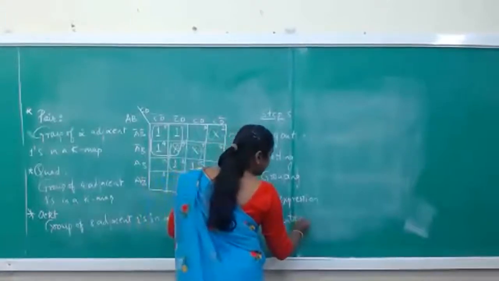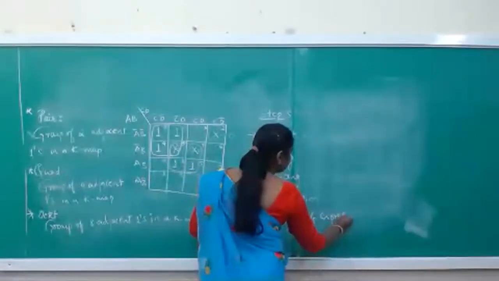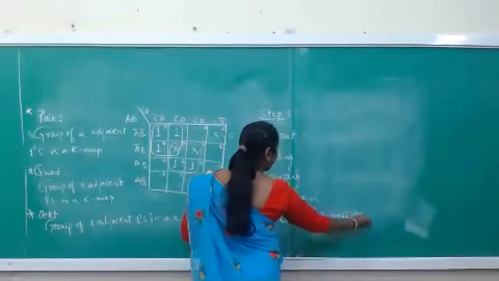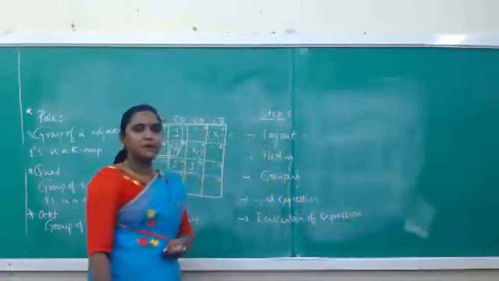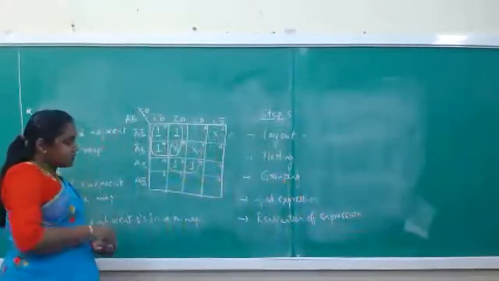Realization of what? Realization of expression. What expression? The final simplified expression, whatever you have got, you have to realize using basic gates or NAND gates, right? So these are the steps. So what all have you studied now?